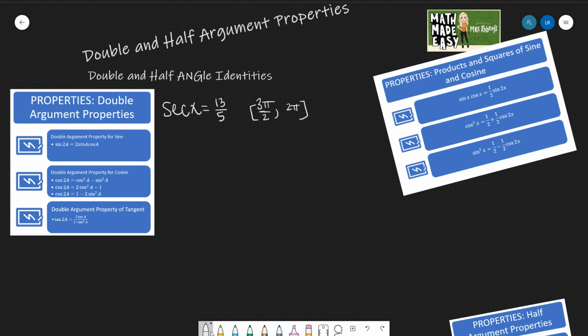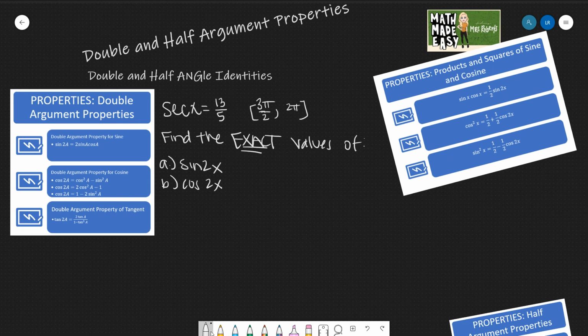And what we're going to do is find the exact values of sine of 2x, cosine of 2x, and tangent of 2x. So we're going to find the exact values of all three of them just for good practice.